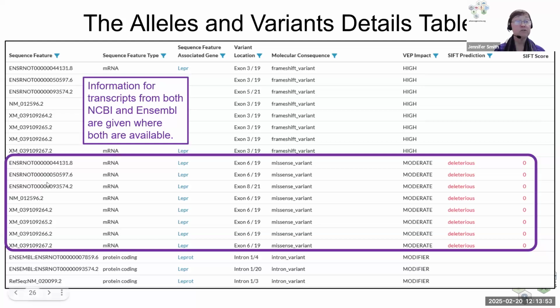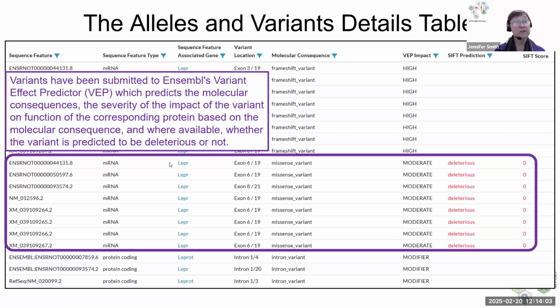So information for transcripts from both NCBI and Ensembl are given where both are available. So you don't have to choose one or the other. It gives both. And then all of these variants have been submitted to Ensembl's Variant Effect Predictor, which predicts the molecular consequences, so missense, frame shift, also the severity of the impact of the variant on the function of the corresponding protein based on the molecular consequences. So VEP impact for a missense variant is considered to be moderate. For a frame shift variant, the impact is high.